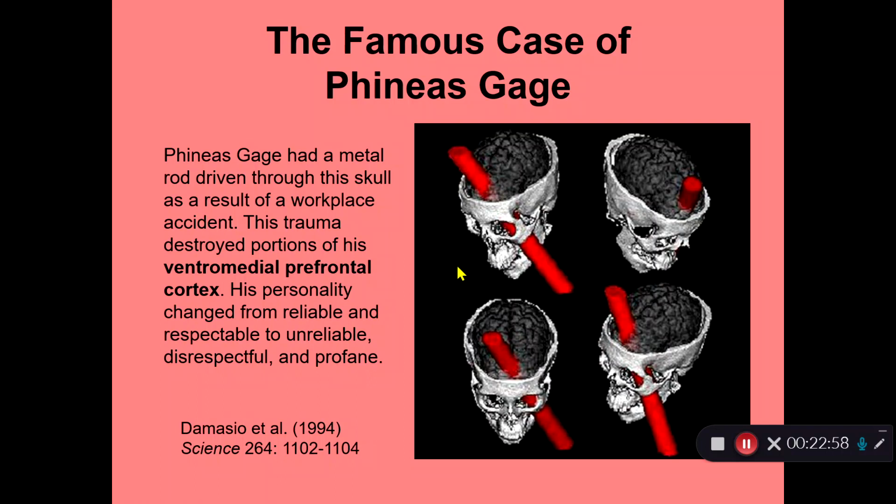As a result of that, he could no longer behave appropriately. This trauma destroyed portions of his ventromedial prefrontal cortex. His personality changed from reliable and respectable to unreliable, disrespectful, and profane. Very interesting article on this by Antonio Damasio in Science, again, available to you for free through the university. So that's the famous story of Phineas Gage, and many of you have already heard that story. Now you know why he couldn't behave appropriately, because the rod wiped out his prefrontal cortex and other important parts of frontal cortex.